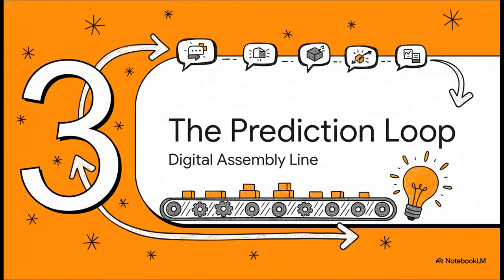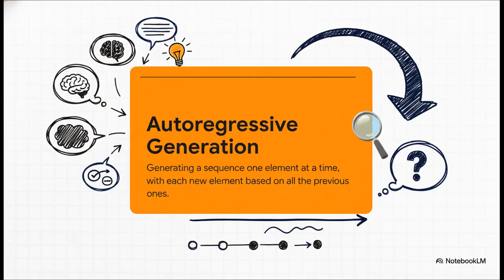All right, now we're at the heart of the whole operation, the generate function. This is the assembly line. And it has this secret that's kind of wild when you think about it. It doesn't build the response all at once. It builds it one single word at a time. So this whole process has a fancy name, autoregressive generation. Sounds super technical, I know, but the basic idea is actually pretty simple. All it means is that to figure out the very next word, the model has to look at all the words that came right before it. Let's just walk through how the loop works.